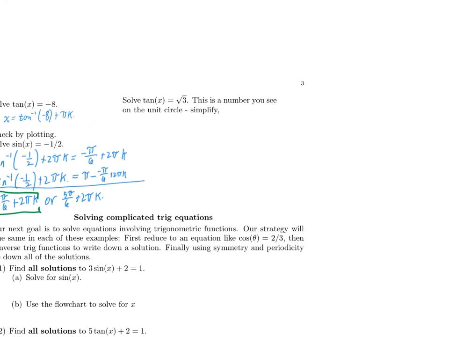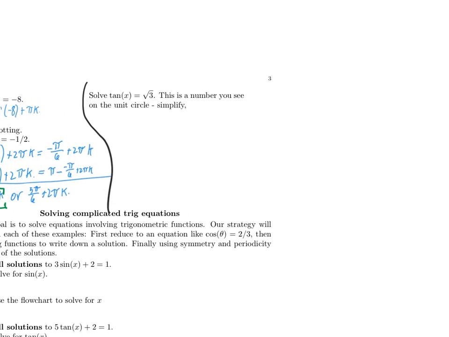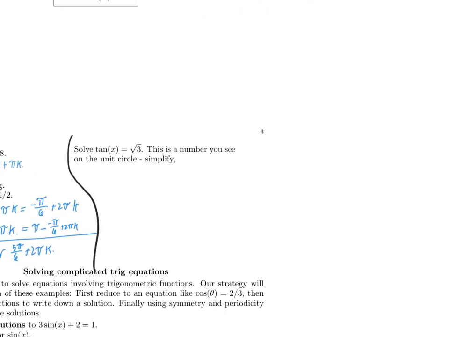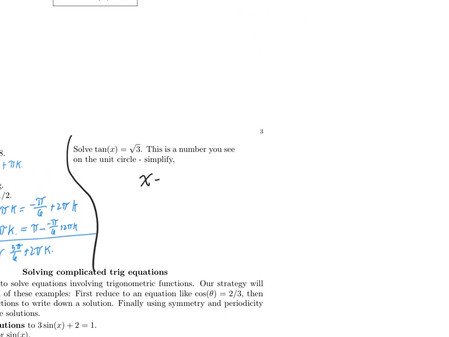Finally, let's solve tangent of x is equal to the square root of 3. So let's do it. Following this algorithm, this tells me exactly what the answer should be. The answer should be x equal to tangent inverse of the square root of 3 plus pi k.